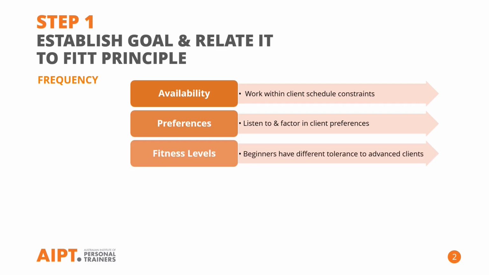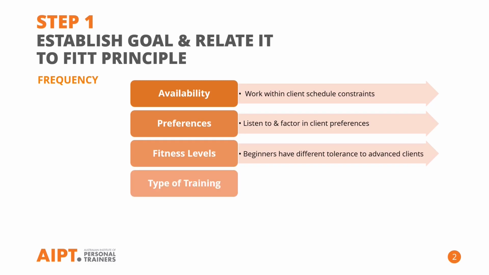Then we've got their fitness levels. So there's going to be a big difference in the capacity for exercise between someone who's a beginner and someone who's an advanced client. So using this information, we might have a beginner adopt a slightly smaller frequency of exercise initially. And then over time, as their fitness levels increase, we can give them a higher volume. So we might go from 1 to 2 sessions per week, and then eventually work our way up to 5 or 6 or whatever that number needs to be for that client.